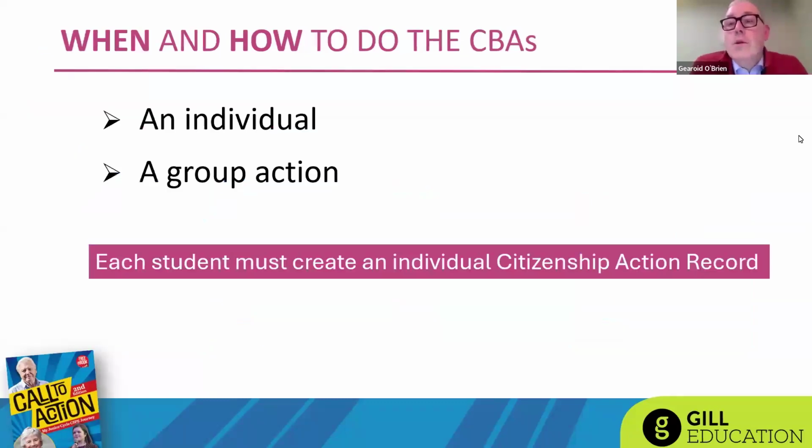In addition, how do they do the CBA? There are two real ways in which you can do it. There's a third suggested, but I don't opt for it. The two main ways are as an individual CBA or as part of a group action. Either way, their individual citizenship action record must be done individually. So if they're part of a group, it's not the group that writes up the record. Each person writes up the record themselves. There are pros and cons of doing both, so I'm going to look at examples of an individual one and examples of a group one as well, and just how they can actually be done.